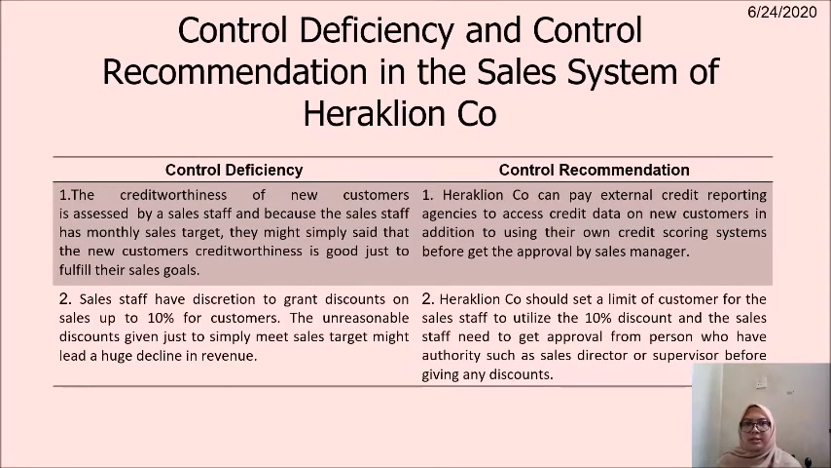So the control that Heraklion can implement is to set a limit on the number of customers for whom the sales staff can utilize the 10% discount. And the sales staff need to get approval from a person with higher authority, such as the sales director or supervisor, before they grant any discount to the customer.